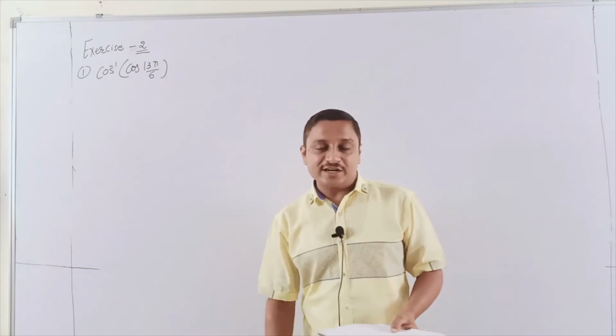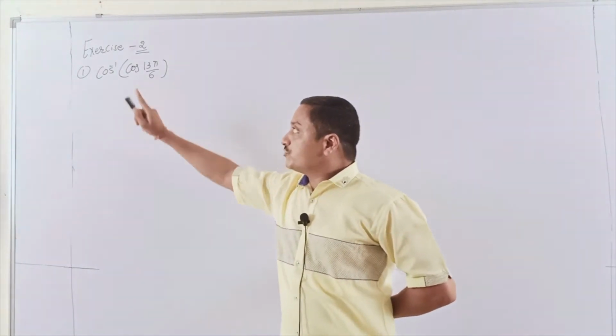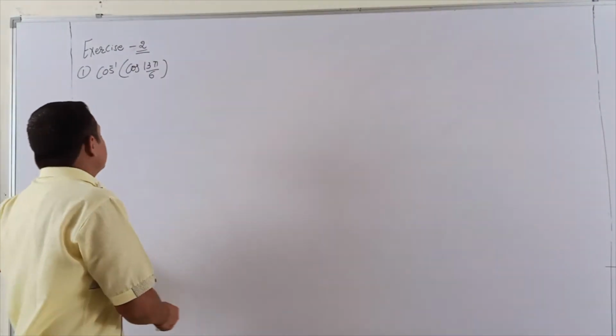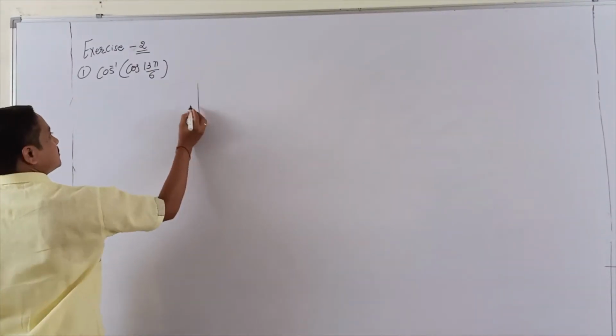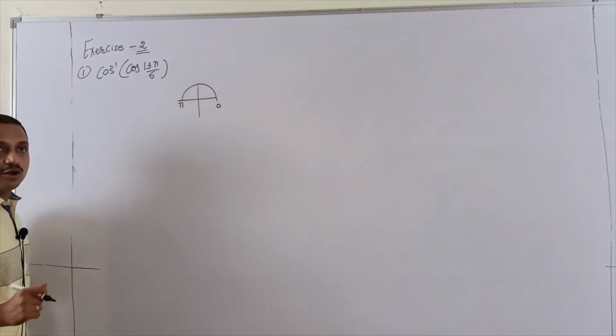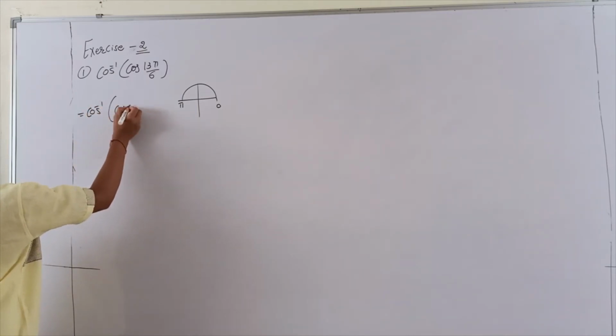Now students, I continue the miscellaneous exercise. After that, illustration number 13. First one, cos inverse cos 13 pi by 6. What is the range of cos inverse? It is 0 to pi. 13 pi by 6 does not belong to the range, so that's why I calculate it in the range.